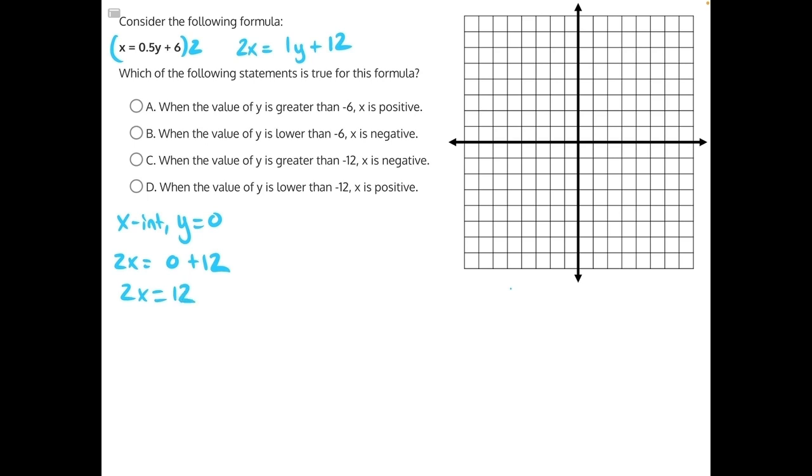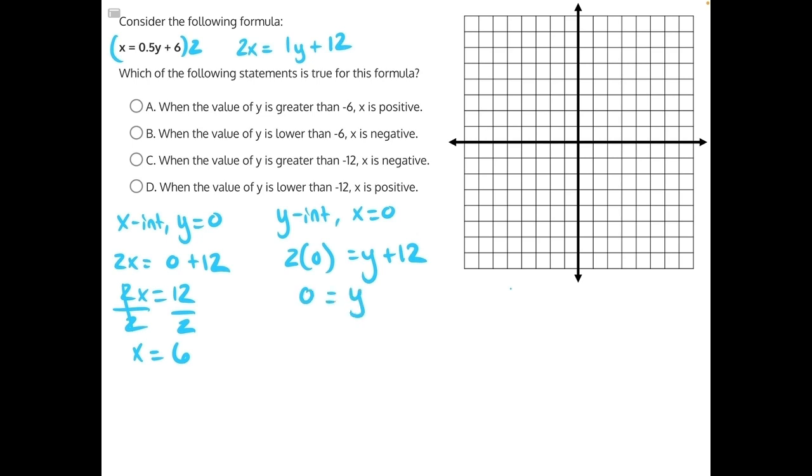Then 2 is being multiplied to x, so the opposite operation to isolate is division. We'll divide both sides by 2 and be left with x is equal to 12 divided by 2, which is 6. Then we'll need to find our y-intercept, where x is equal to 0. Here we'll have 2 times 0 is equal to y plus 12. 2 times 0 is just 0, is equal to y plus 12.